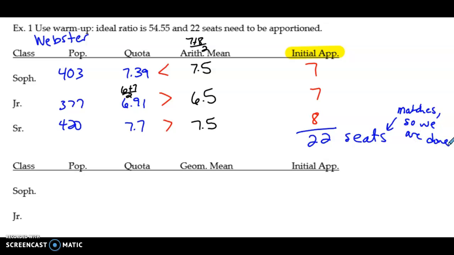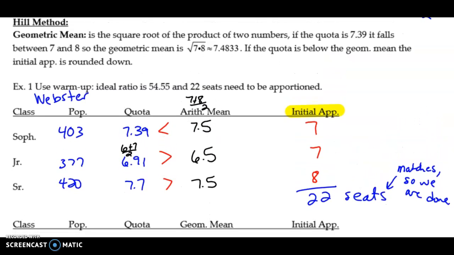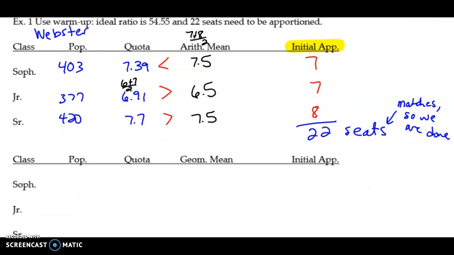All right, let's take a look at the Hill method. The Hill method, instead of using the arithmetic mean, uses the geometric mean. This is the square root of the product of 2 numbers. So if the quota is 7.39, like the first one, it's going to be between 7 and 8. But instead of adding them and dividing by 2, we're doing the geometric mean. So we're taking the square root of 7 times 8. And then we compare it the same way.